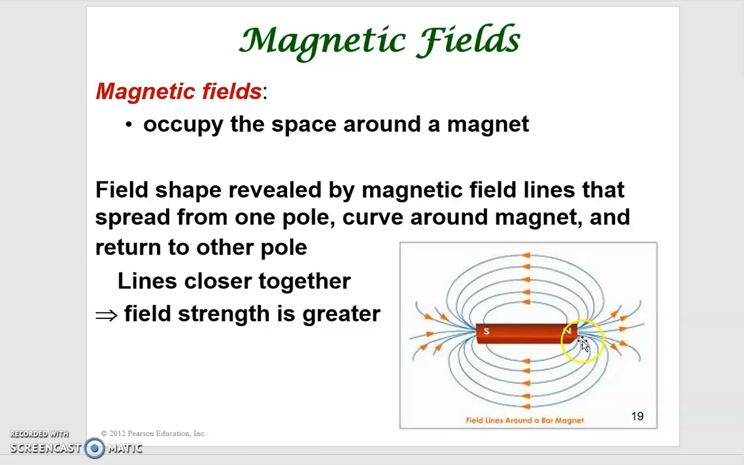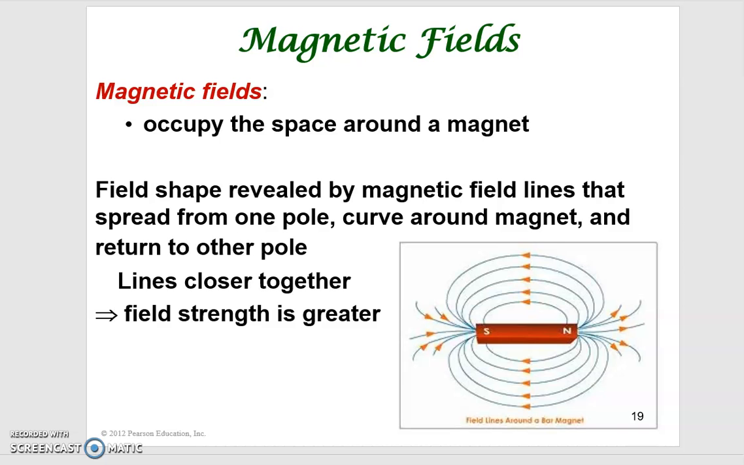The direction is by convention: the magnetic field lines always come out from the north pole, and they always end at the south pole somewhere. And the density of the magnetic field lines can tell you how strong the magnetic field is. So the density also determines the magnitude.